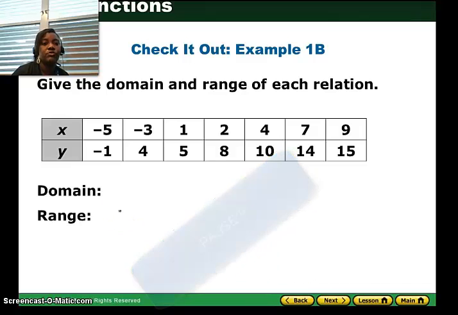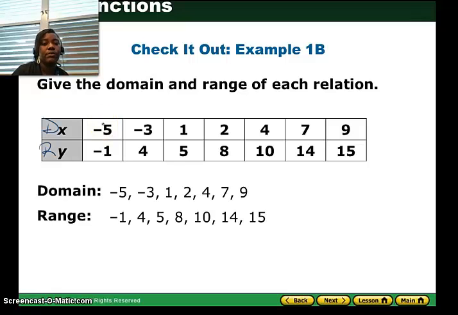For this one, even though it's written this way, it's still D and R. The domain will be -5, -3, 1, 2, 4, 7. This one is already in order, so we really didn't have to do a lot of work. And then the range, of course, is the set of all the y values.